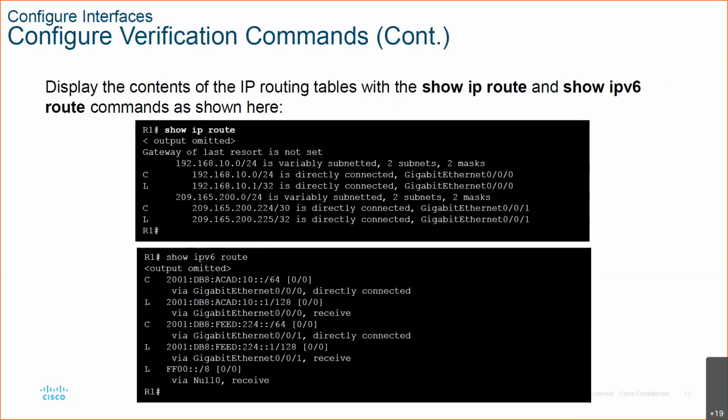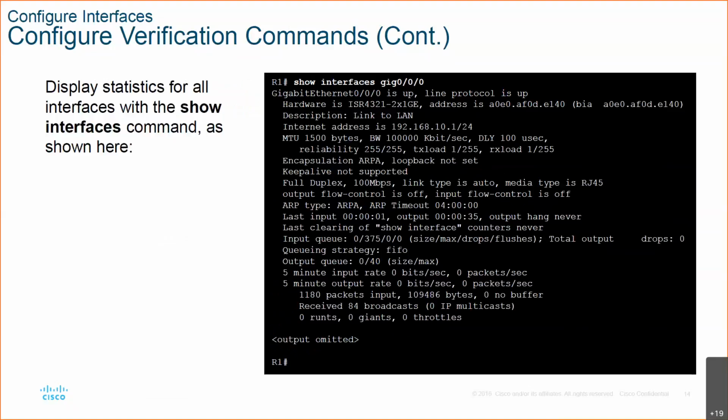If you want to see the contents of the IP routing tables, you type show IP route. For version 6, show IP version 6 route. Okay. And it tells you what is the route. Okay. The routing table that is stored inside the router will be shown to you. Statistics for all interfaces, just type show interface gigabit 0/0 or gigabit 0/1, and it shows you the statistics related to your interfaces.